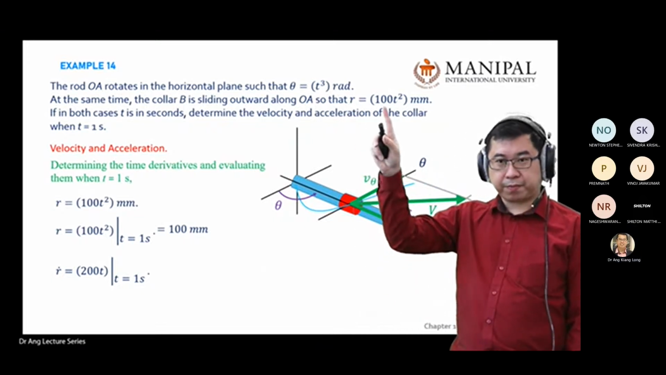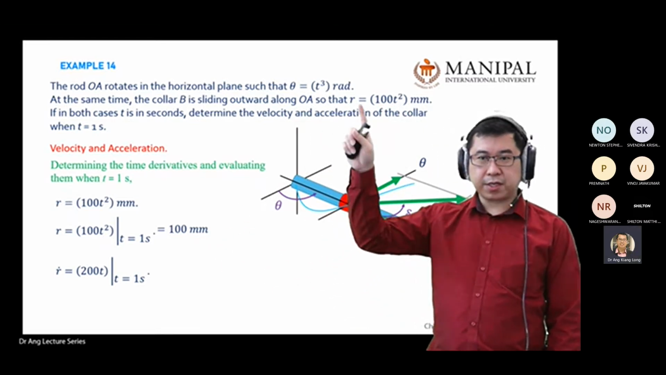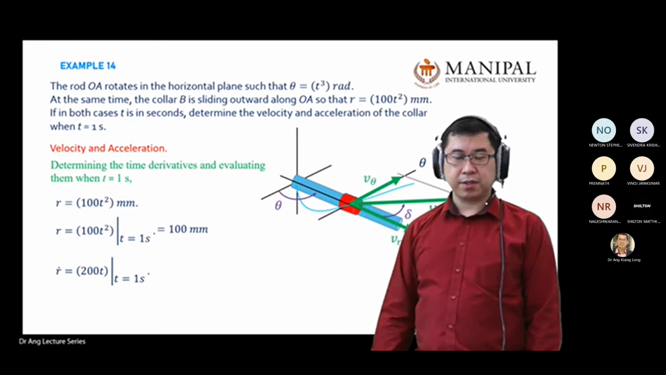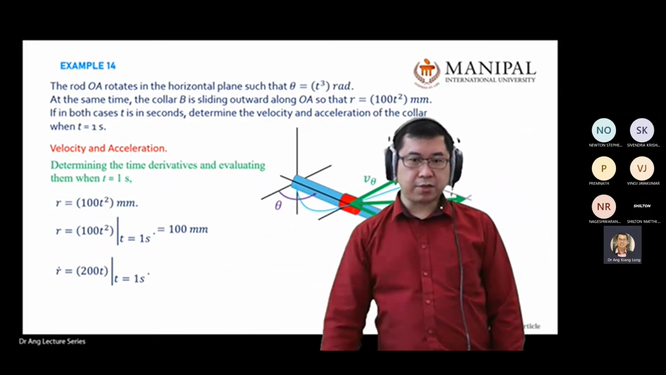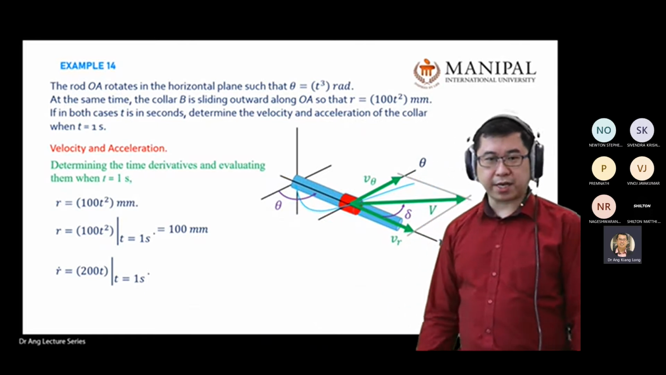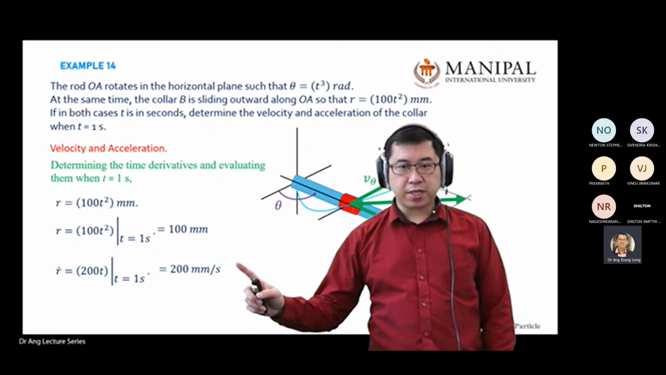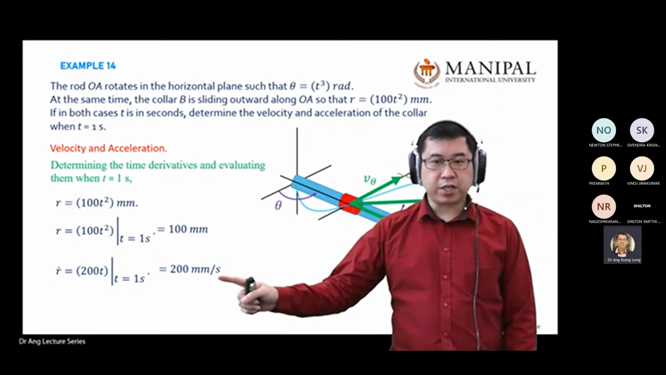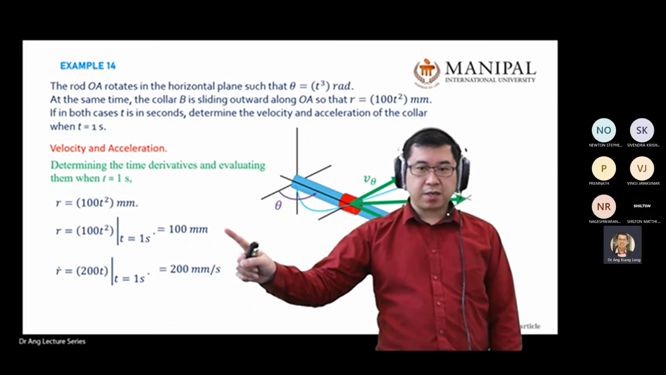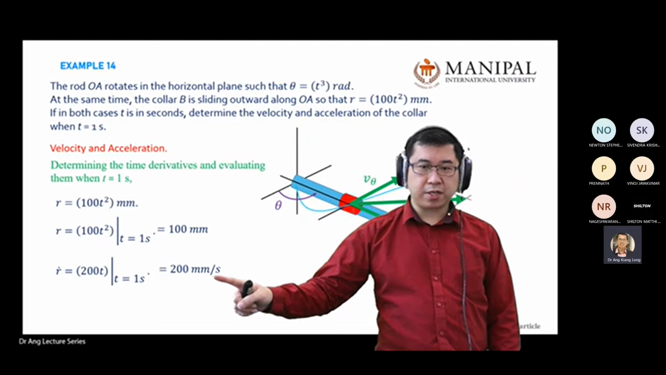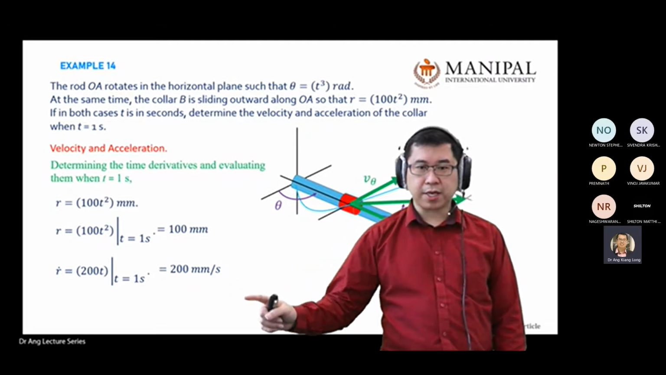Differentiation scale. R dot means dr dt. Okay, dr dt means r dot. And you substitute t equal to 1 second, you get 200 mm over second. Your unit changed already. R becomes r dot. R dot is the change over time. In this case, mm over second.